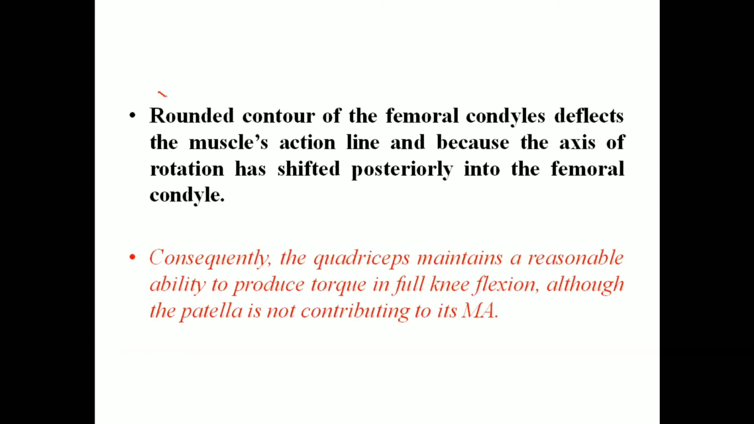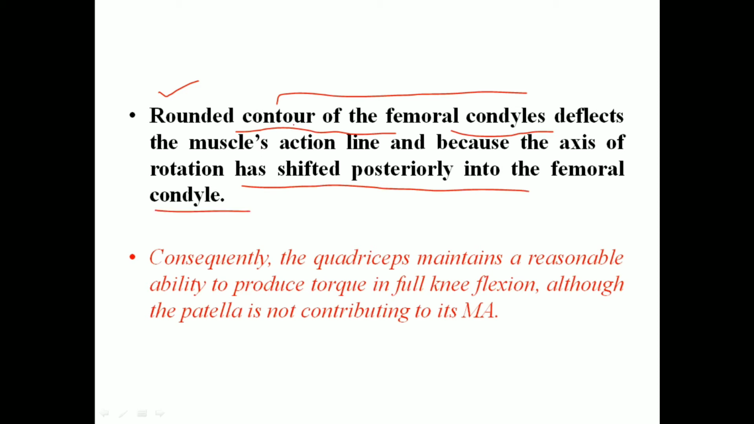Now, this rounded contour of the femoral condyle deflects the muscle action line, and the axis of rotation has shifted posteriorly on the femoral condyle. So what is going to happen? Earlier, the patella bone was deflecting the action line away from the joint axis. Now, the patella is inside the notch. Now, the quadriceps tendon is going to work on the femoral condyle.